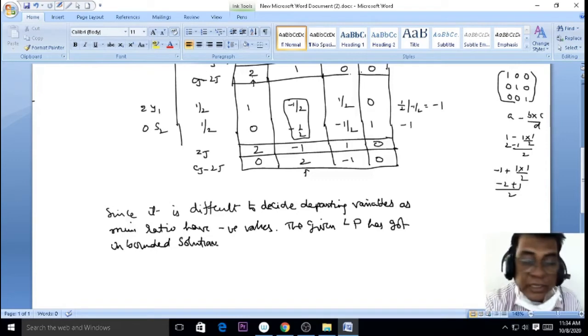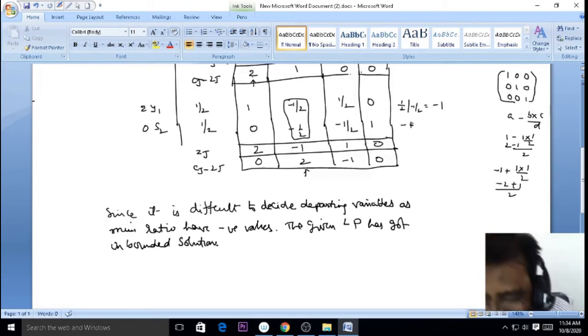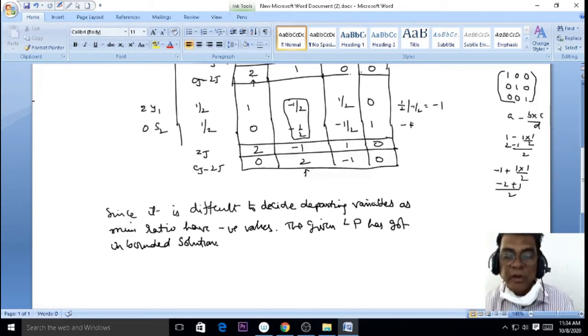Why? How can you say that the problem has an unbounded solution? Unbounded solution means that in the minimum ratio, both are negative, so it is very difficult to find out the key row value. Key row means always select the minimum positive value. Both are negative, immediately stop the problem and write down the statement.